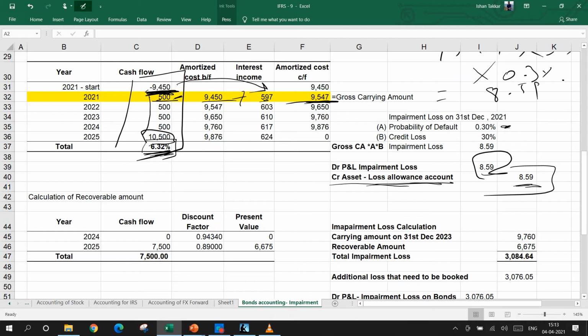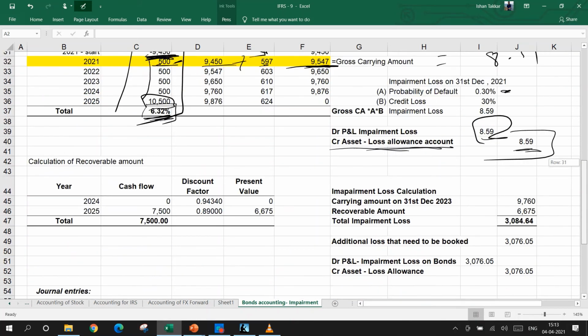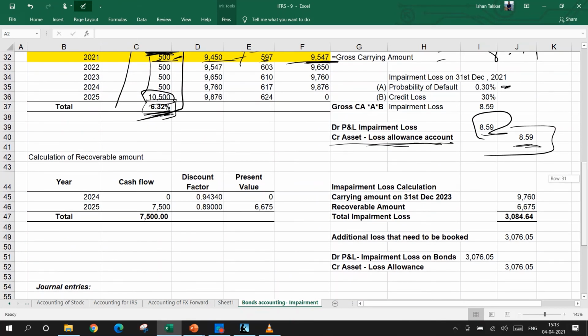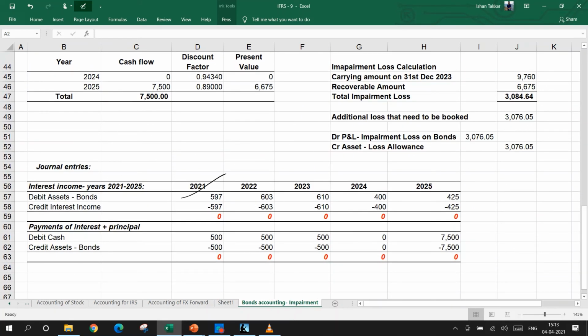That is how you recognize the impairment loss when there is no significant increase in the credit risk. Now let's see what it has to offer. So if this is the case, you will continue to show your income at this: debit asset 597 and credit income this much amount, and debit cash that you will be getting and credit the asset with the coupon amount.